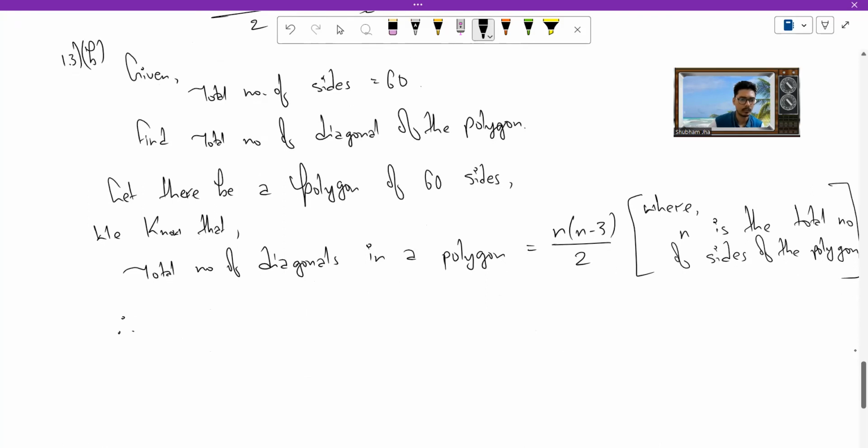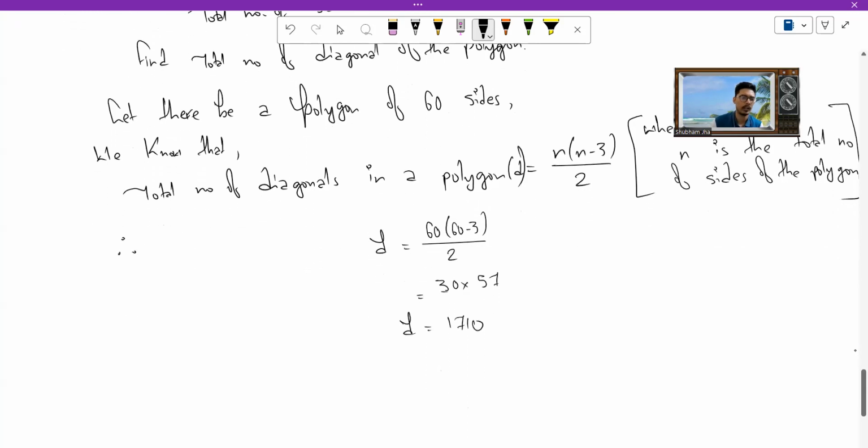Therefore, let's denote this by D. We'll not write the whole sentence, we'll just write D. D is equal to, what is the value of n? The value of n is 60 into 60 minus 3 upon 2. It is basically 30 into 57. Now 5 threes are 150, 7 threes are 21, so 1710. This will be the total number of diagonals.